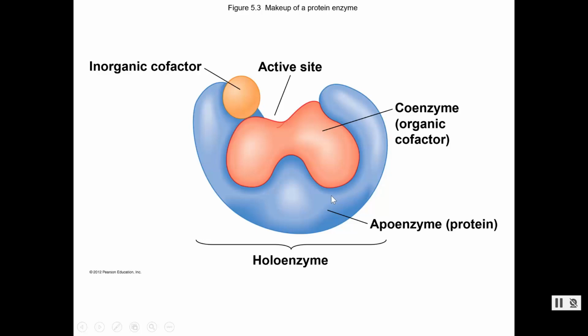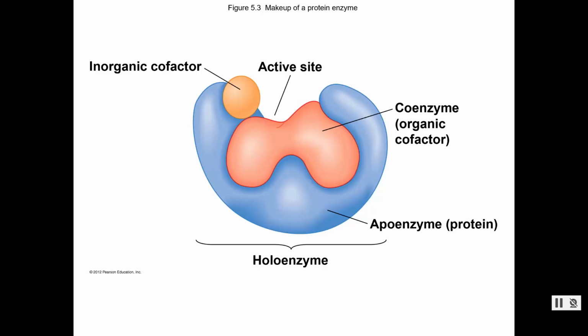This particular enzyme is shown needing a coenzyme to complete that active site. You can see how that fits in. It has to complete the active site and is necessary in order to make a functional active site. This particular enzyme also needs an inorganic cofactor. You can see how that metal ion fits in here as well. And all of this together is going to be a fully functional enzyme, an enzyme that can do its job.